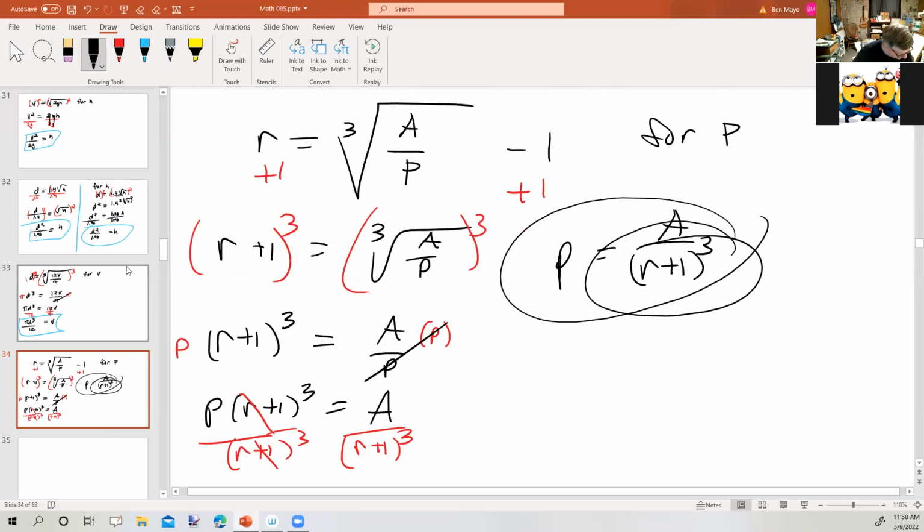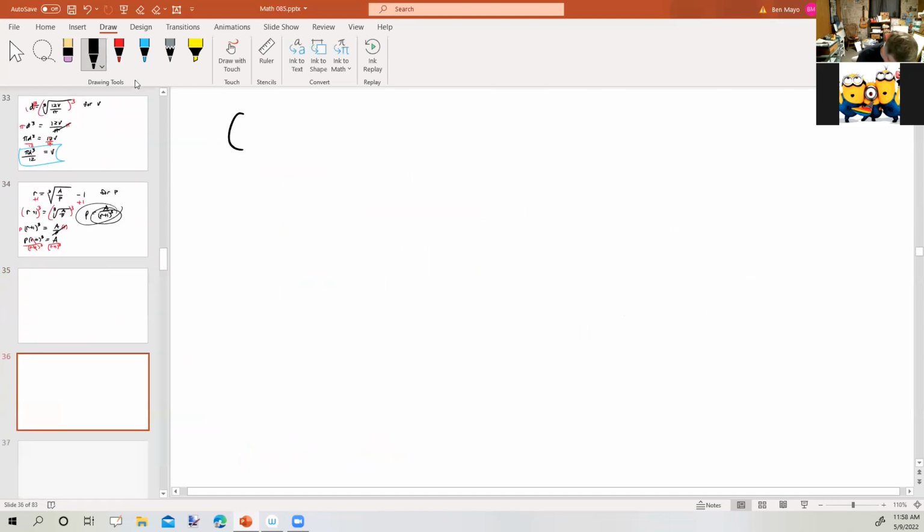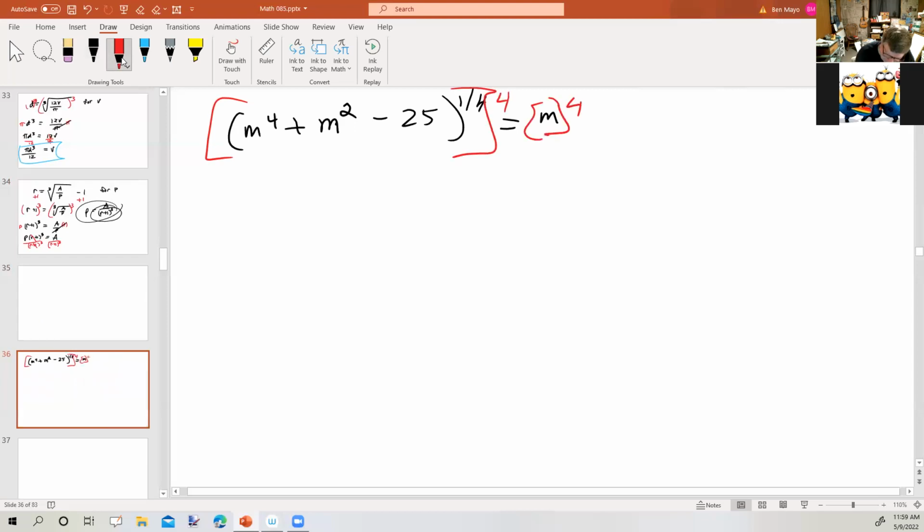How about this one? We've got m to the 4th power plus m squared minus 25, all to the 1/4 power, equals m. So I've got a 4th root radical term. It's written as a fractional exponent, but it's the same thing. I'm going to raise both sides to the 4th power.